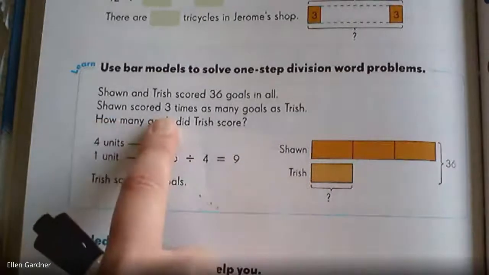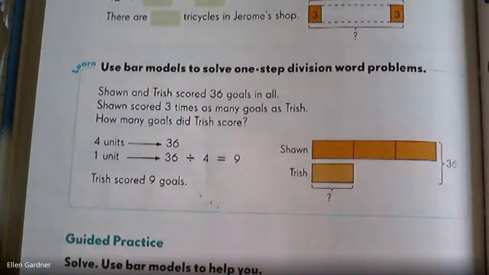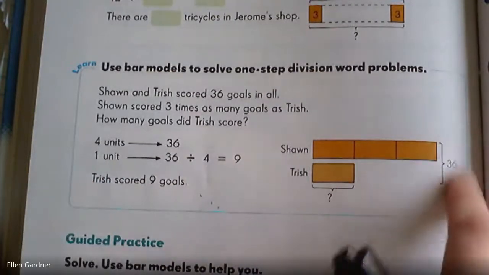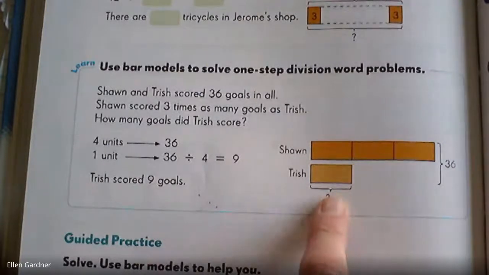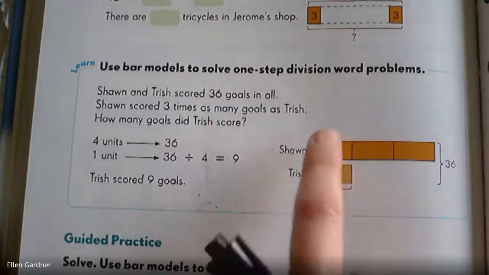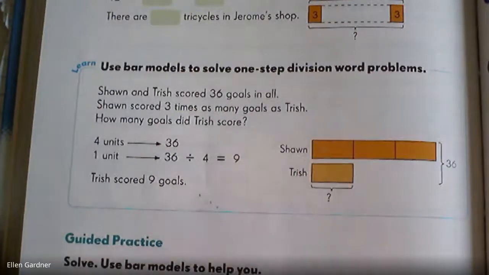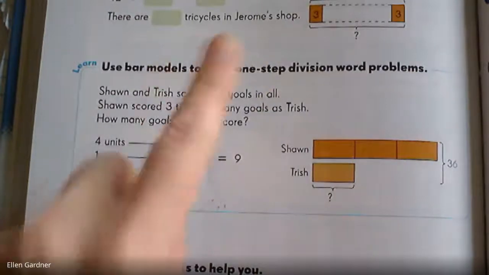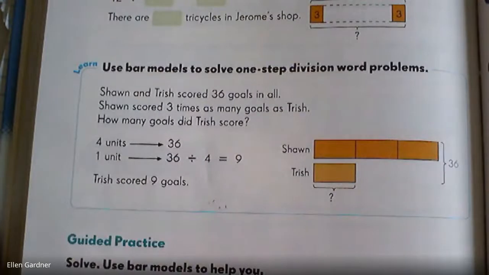Now, Sean scored 3 times as many goals as Trish. 1, 2, 3 times as many. How many goals did Trish score? So we know 36 is the total amount. We're trying to solve for Trish. Now, Trish has 1 of the 4 units. There are 4 units total. We're trying to solve for 1 of those units. So we can divide 36 by 4 to equal 9, and that tells us how much just 1 unit equals. So Trish scored 9 goals.